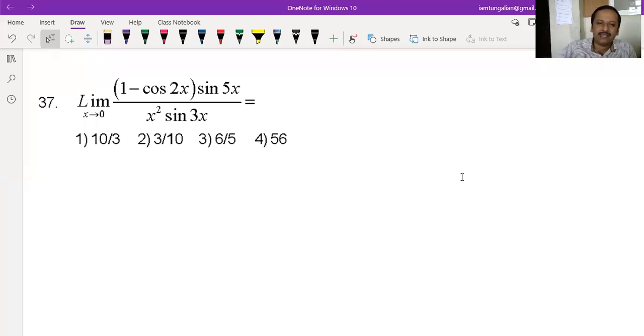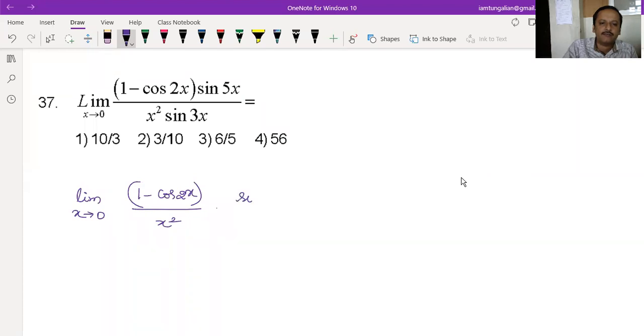37th. Limit x tends to 0, 1 minus cos 2x into sin 5x by sin 3x. I'll write it like this: 1 minus cos 2x by x square into sin 5x by sin 3x. Now as x approaches 0, sin 5x by sin 3x will become 5 by 3.